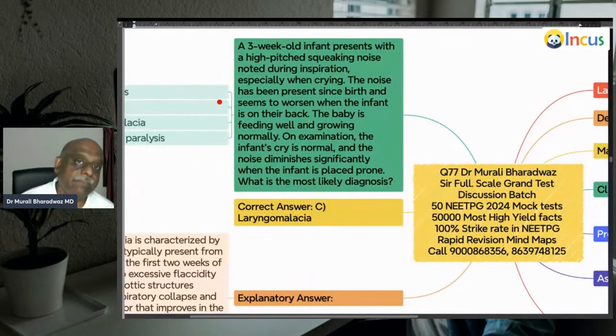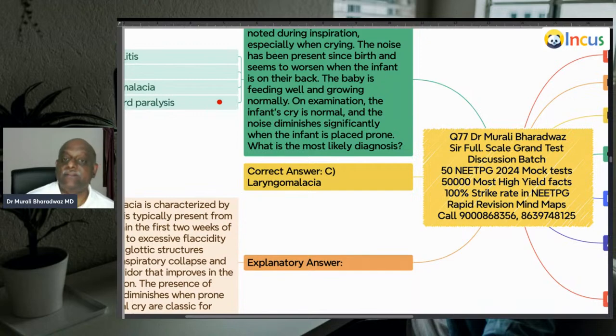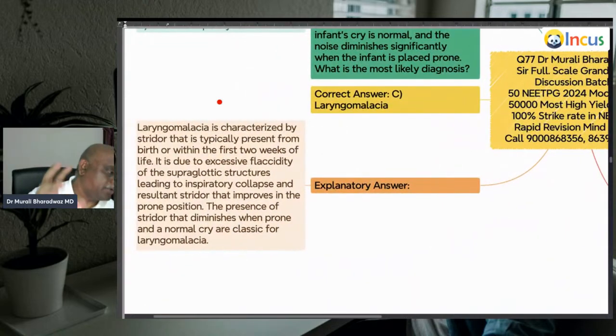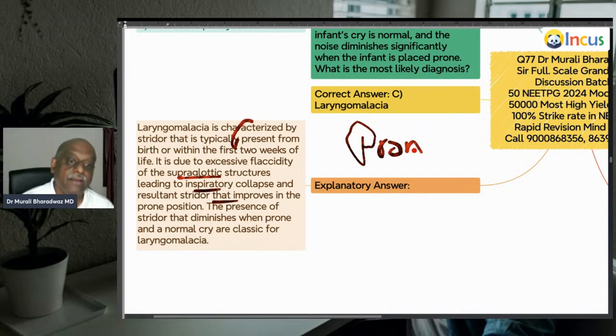A three-week-old infant presents with a high-pitched, squeaking voice noted during inspiration when crying, but the noise diminishes when the infant is placed in a prone position. One of the routine old questions. Whenever the laryngeal cartilages are immature, you call it laryngomalacia, where there is excessive flaccidity of the supraglottic structures leading to inspiratory collapse that improves with the prone position. So when prone, the stridor diminishes and a normal cry are classic for laryngomalacia.